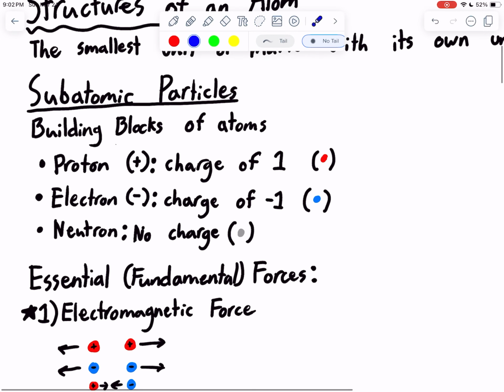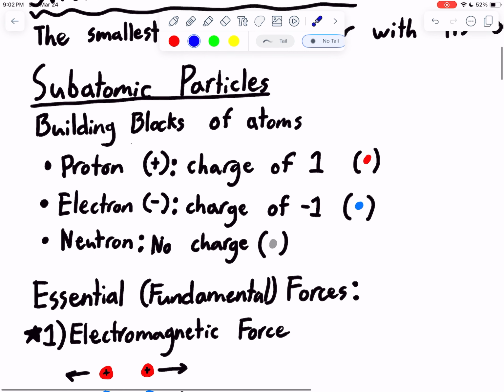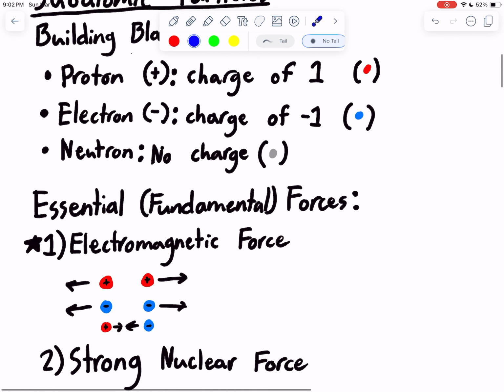What are atoms made of, you may ask? They are made of building blocks called subatomic particles, and there are many of them, but the three that we need to focus on for this course are the proton, which has a charge of 1. It has a positive charge, which we will get into in a minute. For the sake of this video, I will label it with a red dot because it makes it easy. We have an electron, which has a negative charge of 1, and it will be labeled with a blue dot for simplicity.